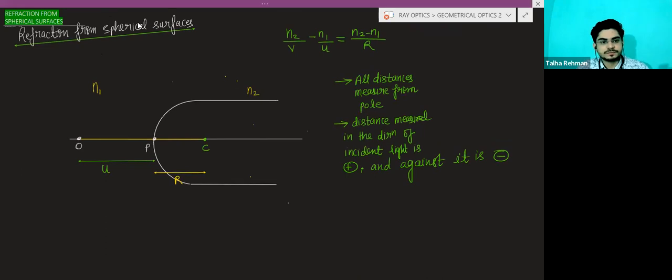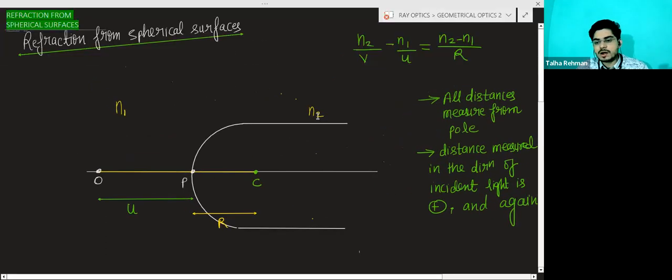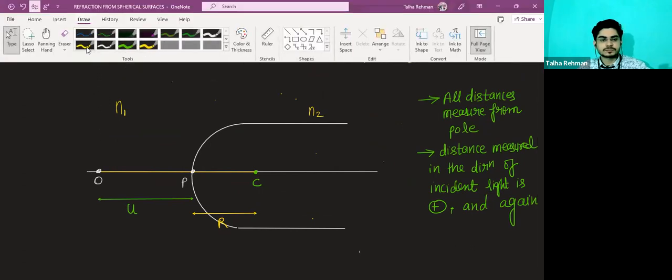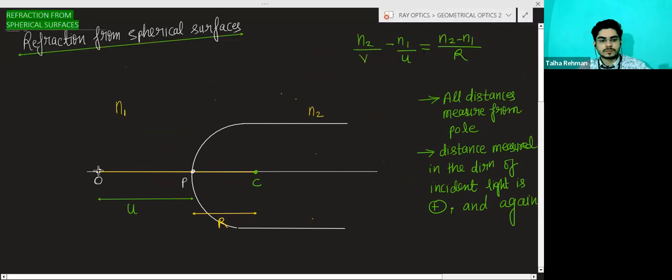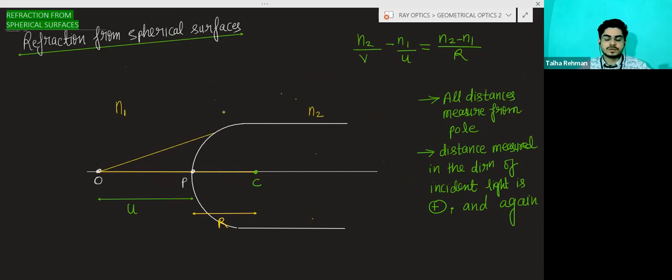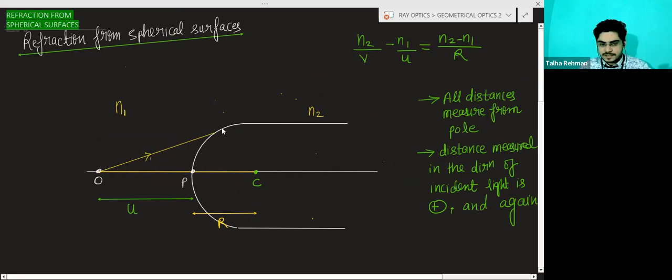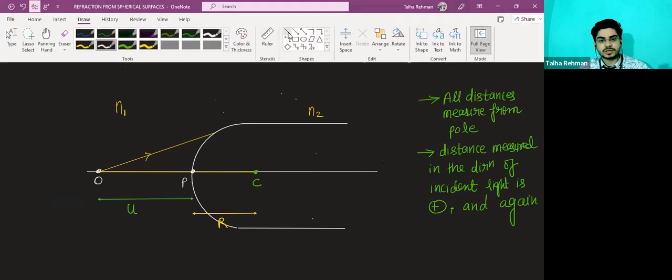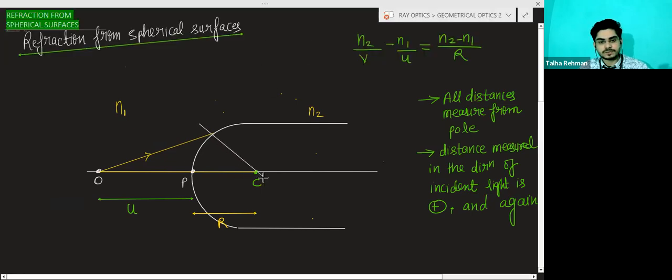So here, see this. This is the object and this is the spherical surface. So suppose from this object, a ray of light goes like this. This is the incident ray. As this is a spherical surface, the normal of this spherical surface will pass through the center of curvature. So we will draw the normal. The normal will pass through the center of curvature.